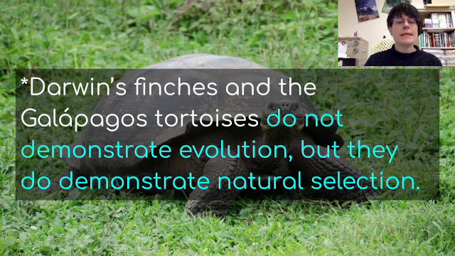Now, Darwin based this on observing finches and Galapagos tortoises. And what we would say is that they do not demonstrate evolution, but they do demonstrate natural selection, because as far as evolution is concerned, there are actually different types of evolution. There is microevolution, which is changes within species, which we would see here. There's macroevolution, where we see one species changing into another. And that has not been observed with Darwin's finches or the tortoises, even though there are changes within the population.